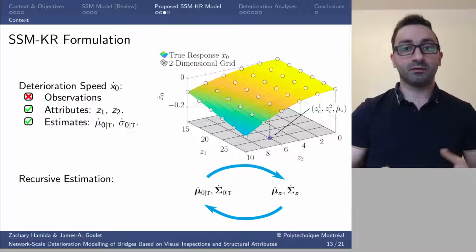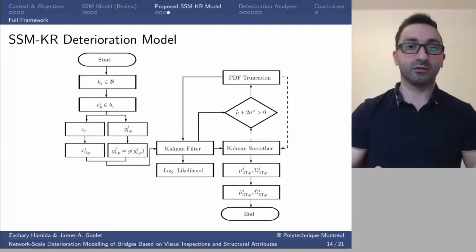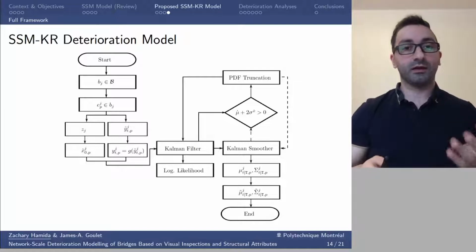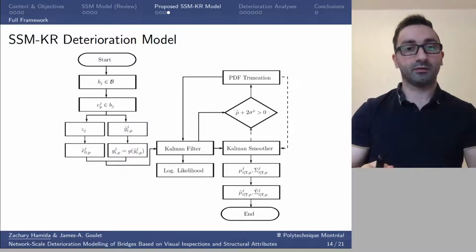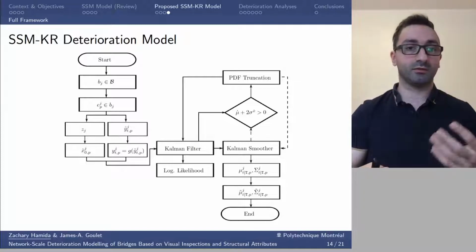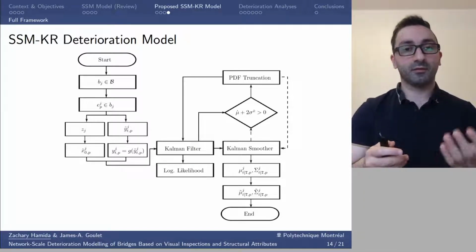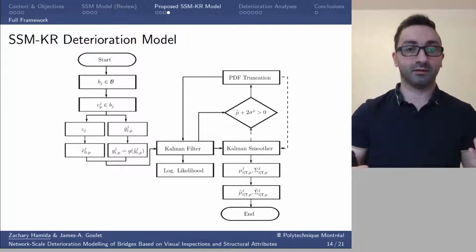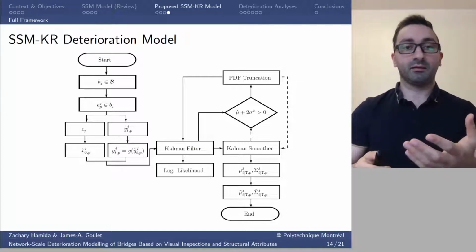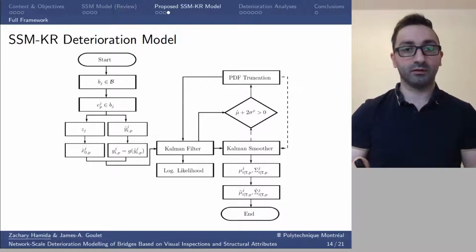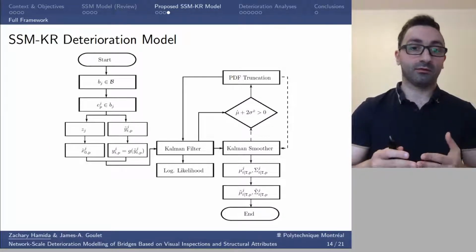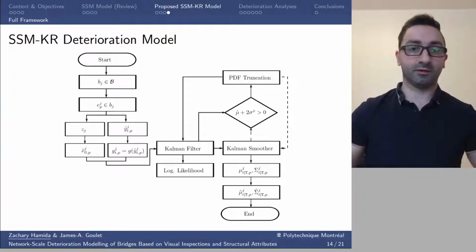So in order to have an overview of the SSM-KR model, let's look at this flowchart. For any bridge within the network of bridges, and for any structural element within this bridge, we have the observations for this structural element, which are the inspection data. And we also have the structural attributes associated with this structural element or with this bridge. From the structural attributes, we can get the initial estimate for the deterioration speed. And for the observations, we pass them into the transformation function, G, to get the observations in the transform space, which are from -infinity to +infinity.